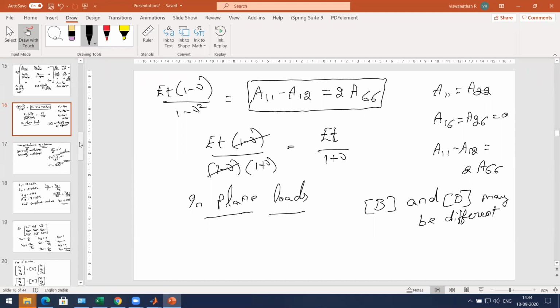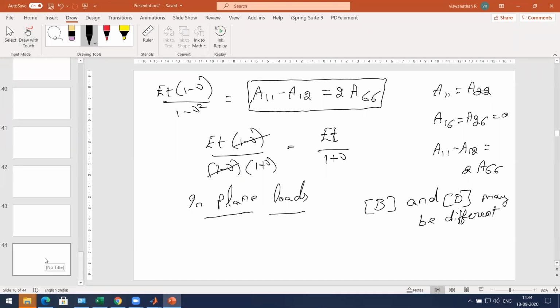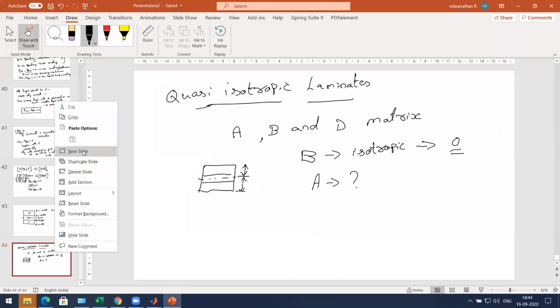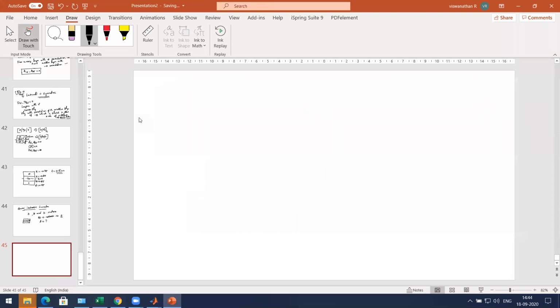Quasi-isotropic. Now we'll look at some conditions where, if those conditions are met, we get the orientations. How do you know which orientations of laminates will give the quasi-isotropic? The conditions are these: the number of layers must be greater than or equal to 3.